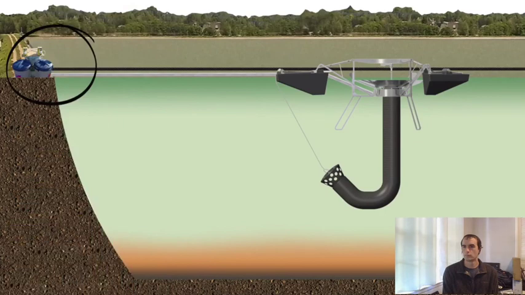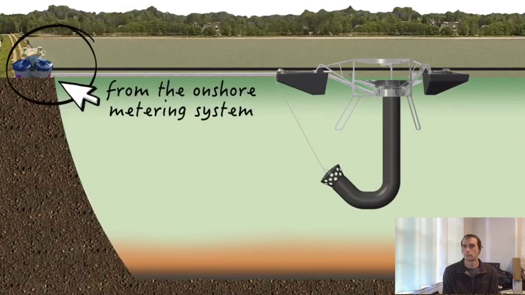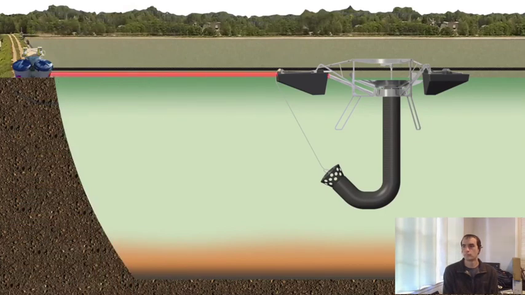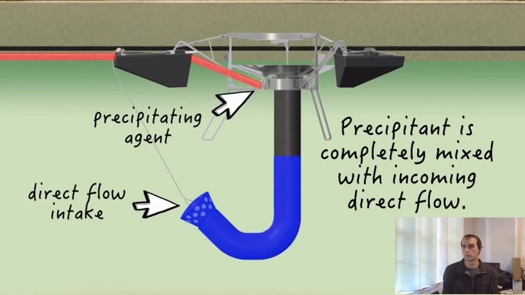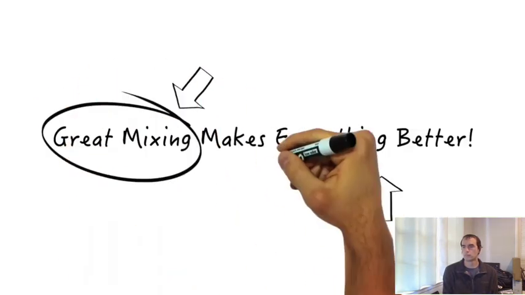The phosphorus precipitating agent is sent from the onshore metering system down the injection hose to the machine just below the impeller. Here, the precipitating agent is fully mixed into the entire direct flow of the floating wastewater mixer. And this is where great mixing takes center stage.